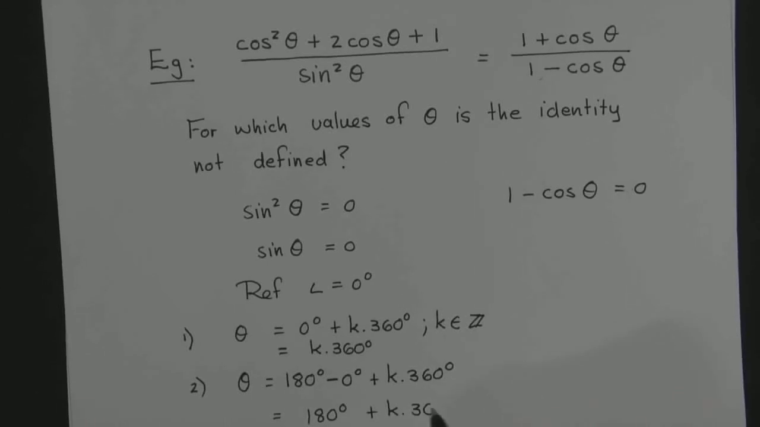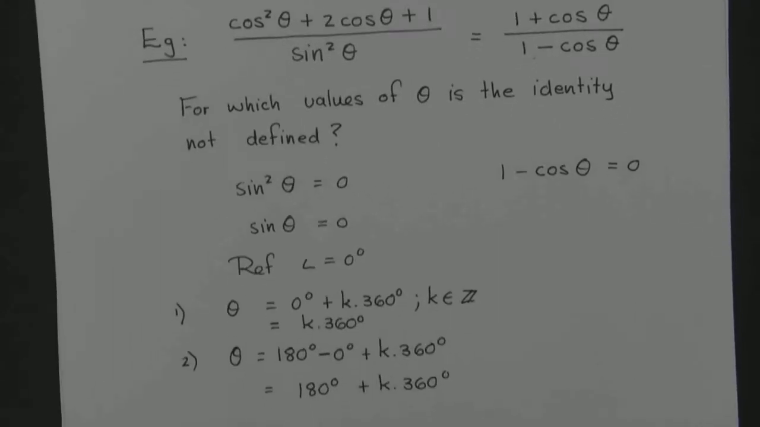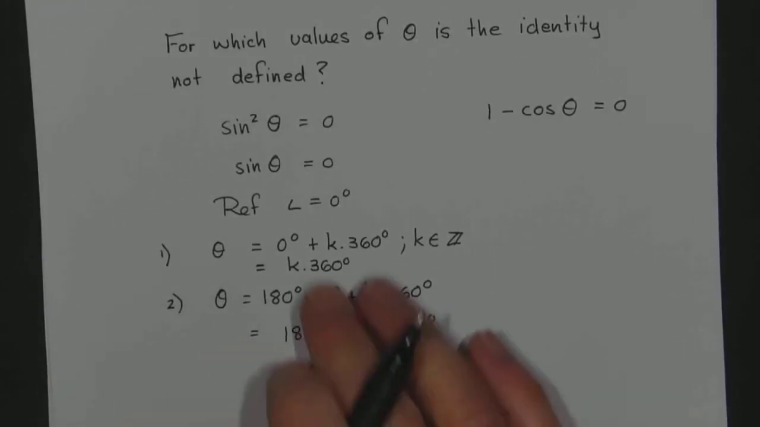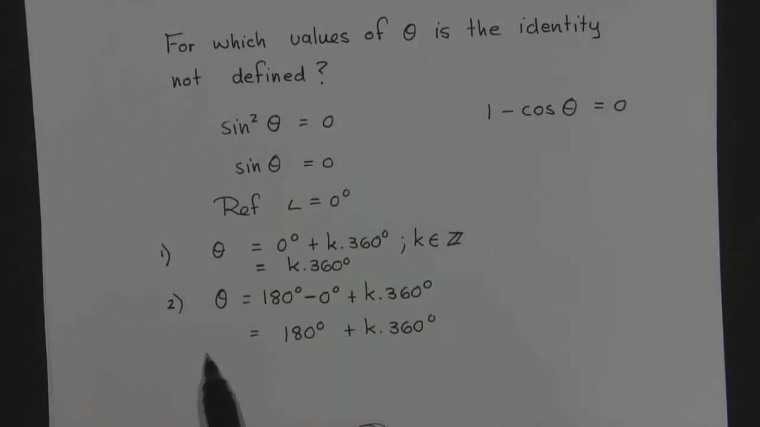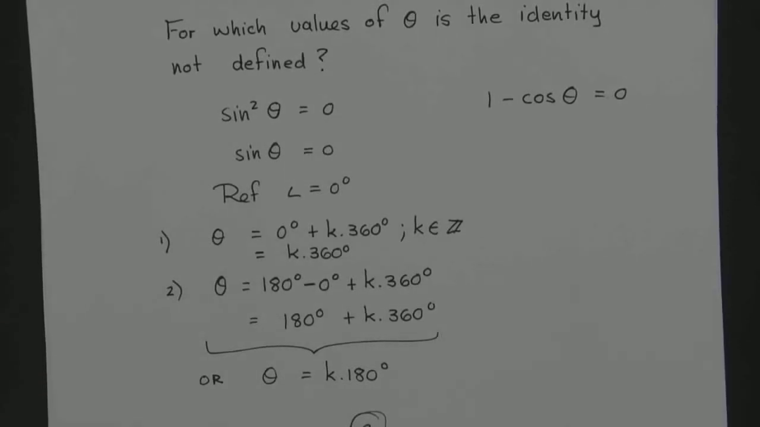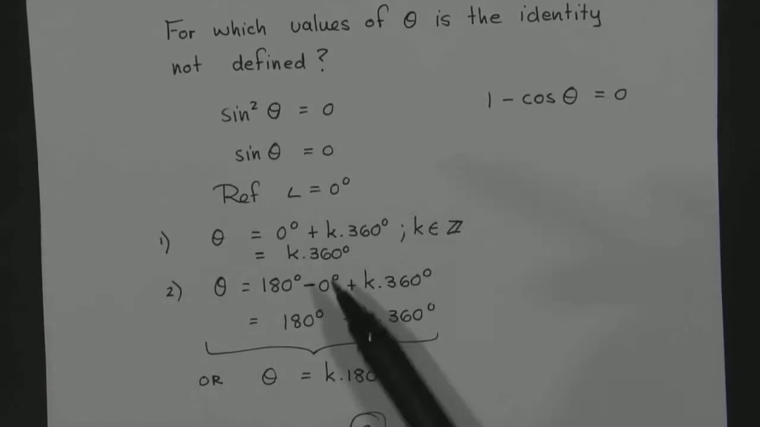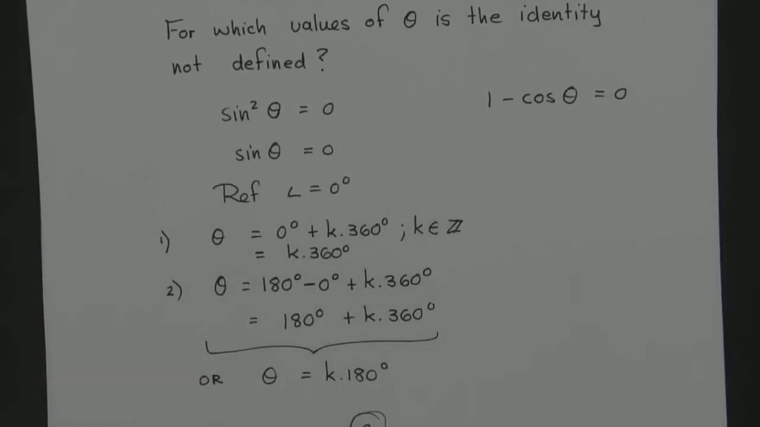But I have discussed this one with you before. I said a lot of the time in the textbooks, they don't write it down as two parts. You can just go, remember I spoke to you guys about this before. If you just write down theta is equal to k times 180, this one thing means exactly the same as those two things. Means exactly the same thing.